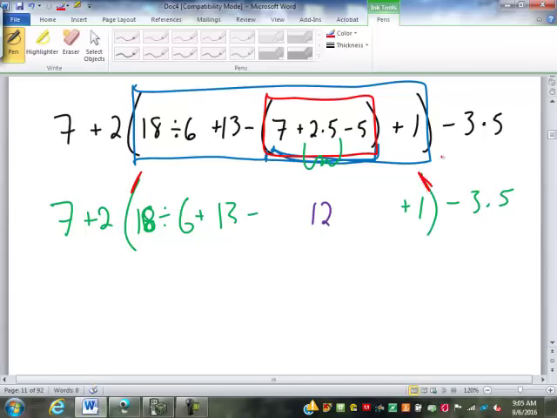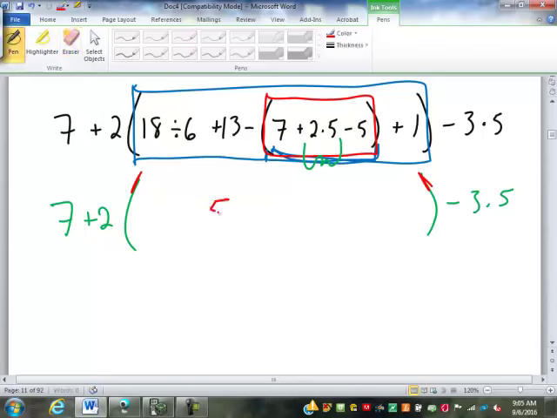No. Exponents? No. We only have one multiplication or division right here. 18 divided by 6 is 3. So I'm going to take that out and put in a 3. Then it's just addition and subtraction, so we're going to go left to right. 3 plus 13 is 16. Minus 12, 4. And 4 plus 1 is 5.